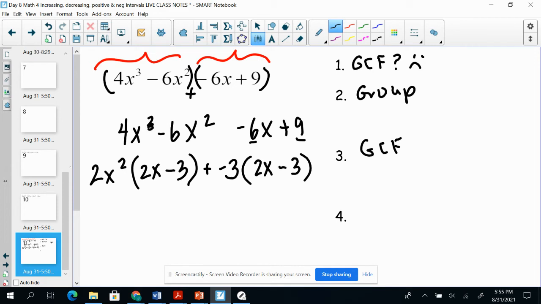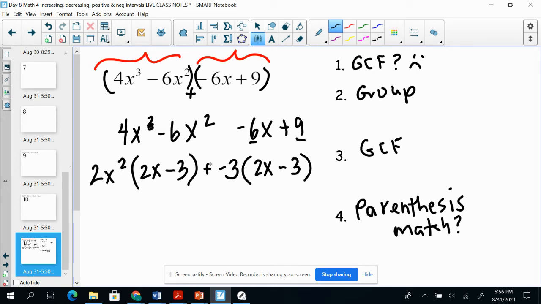Now that we've pulled out our GCFs, you want to check and make sure: do the parentheses match? If you'd pulled out a positive 3, then they wouldn't match. And that's when you would have had to go back and pull out a negative 1 as well. So kind of like our hockey stick method, you can break it down into multiple steps, or you can take care of it up front if you need to. Again, when you look at the first binomial, you know this is what you're shooting for in the second set of parentheses. That second binomial needs to match.